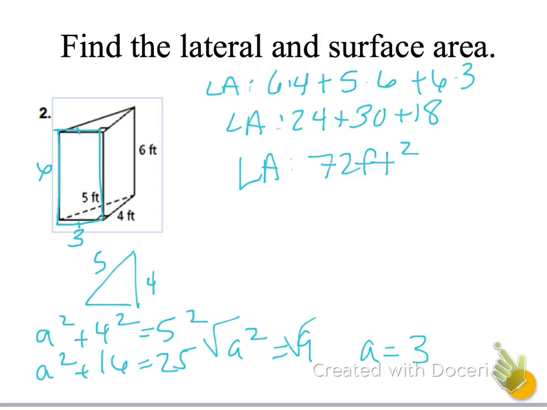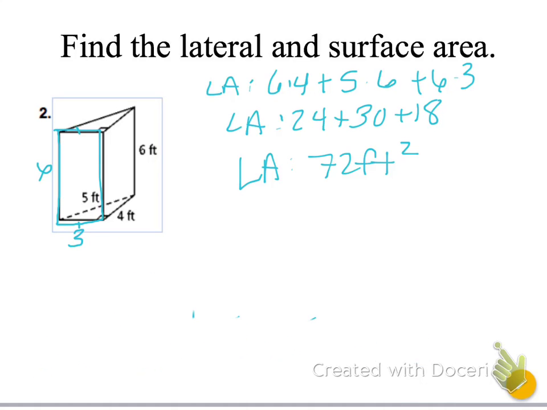Okay, now let's find the surface area. So I need to find the area of the 2 bases and then add that lateral area on top of it. So let's go ahead and take a look at that. So I need to find the area of my triangle. So my triangle, we got 5 feet, we got 4 feet, but I don't know what my base is. We did find out that base of our triangle by doing the Pythagorean theorem was 3.